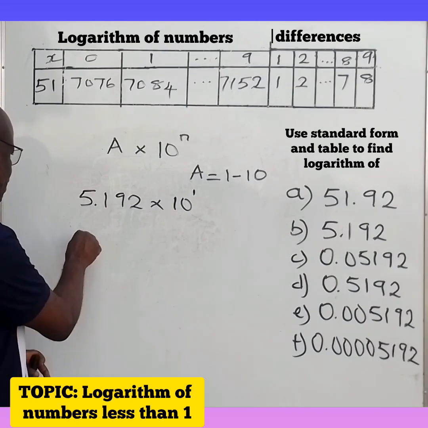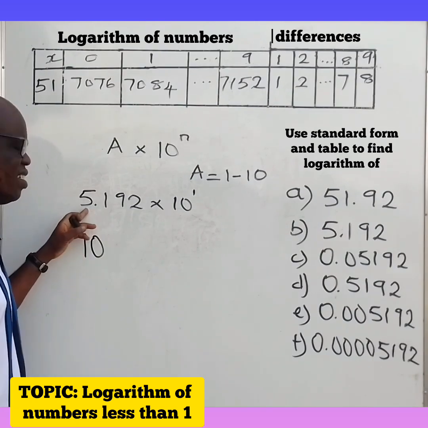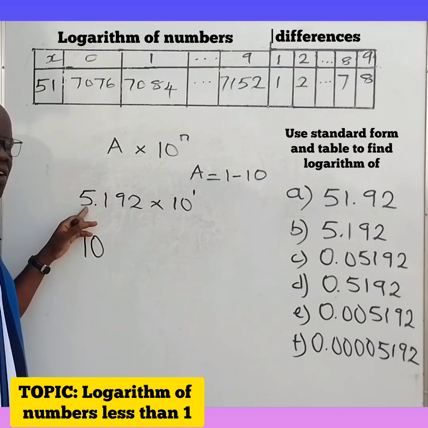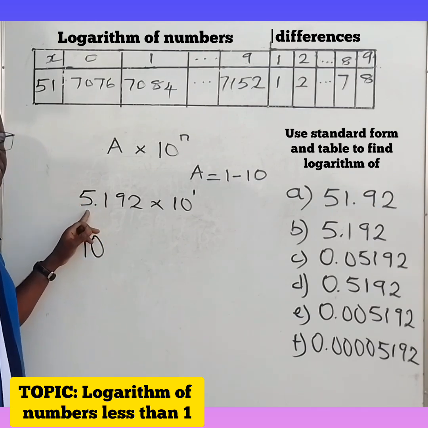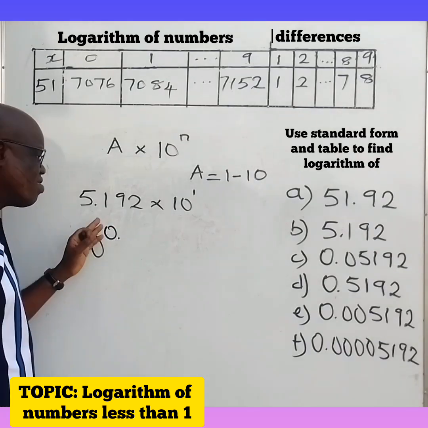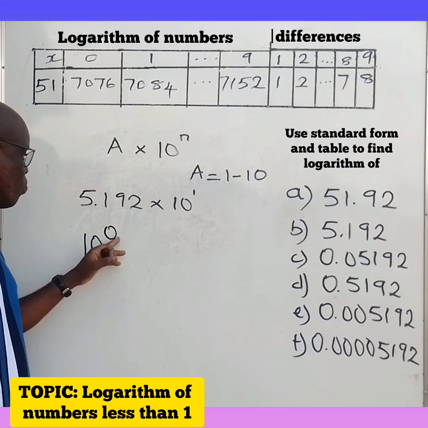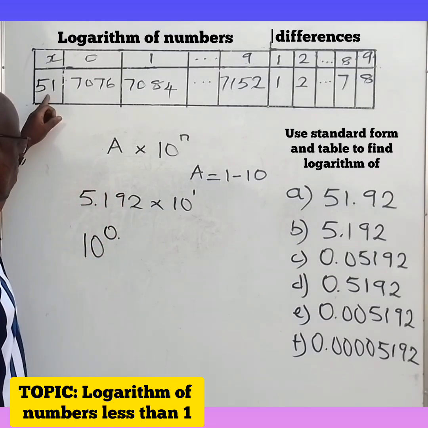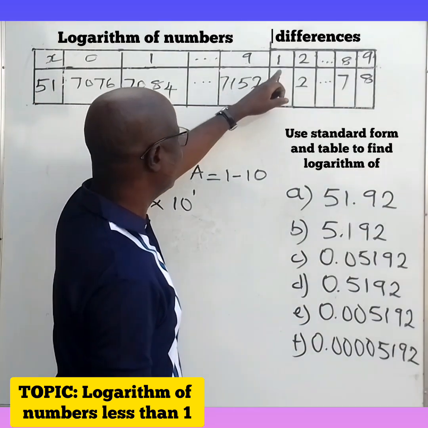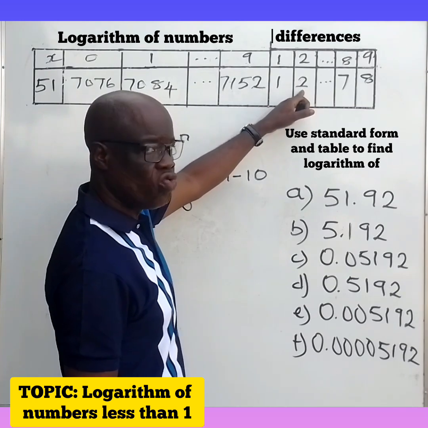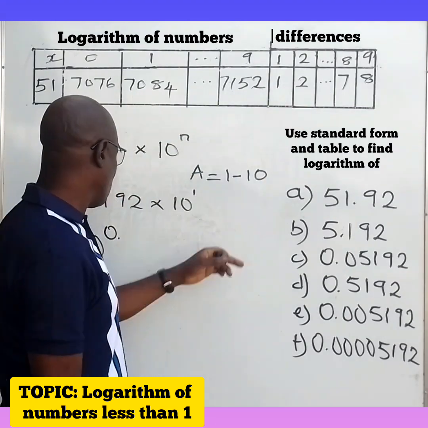So after that, you find the characteristic of this number. How do you get that? You count the number of digits before this point. This is 1. From 1, take away 1. That is 0. So your logarithm will start with 0 point. Now look for 51 under 9, difference of 2. This is 51 under 9, difference of 2. So you have 7152 plus 2, making 7154.